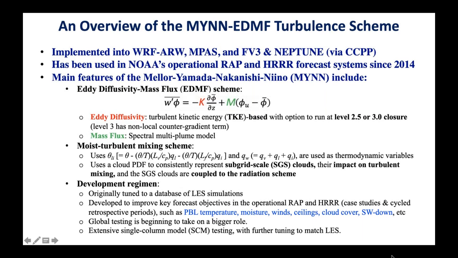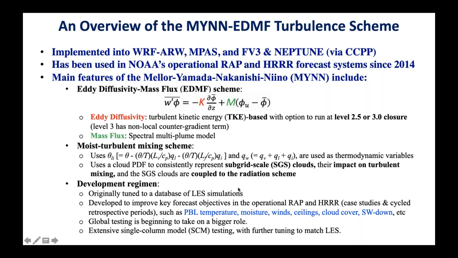So right now we have the MYNN eDMF in four different models, two of them via CCPP. It's been in the RAP and HRRR operational system since 2014. It's an eDMF scheme, has both local and non-local transport capabilities. It can also be classified as a moist turbulent mixing scheme. It mixes these moist turbulent conserved thermodynamic variables. And we use cloud PDFs to estimate the subgrid scale cloud fractions and mixing ratios, which both impact the turbulent mixing. And this information is coupled to the radiation scheme for consistency.